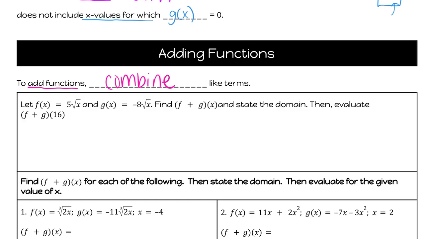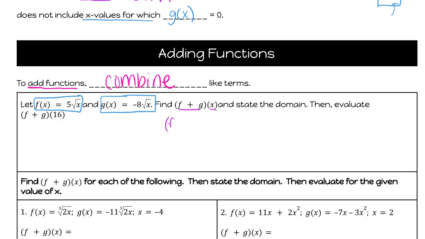It says let f of x equal 5 times the square root of x, and then g of x is equal to negative 8 times the square root of x. And they're asking us to find f plus g of x. That just means add the two functions together. So let's go ahead and do that.